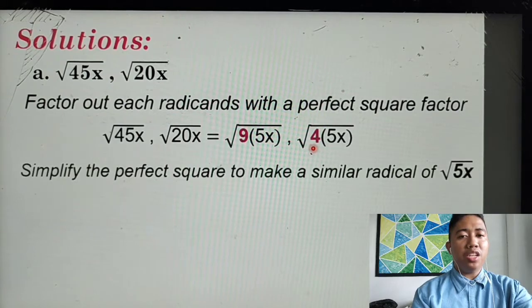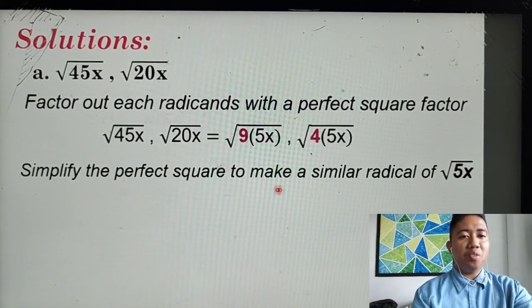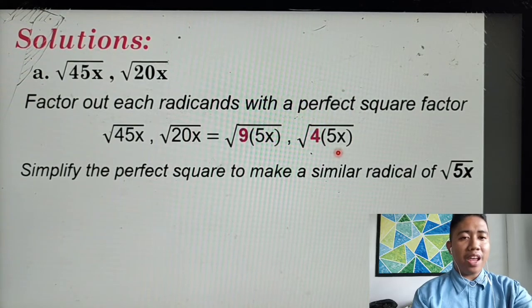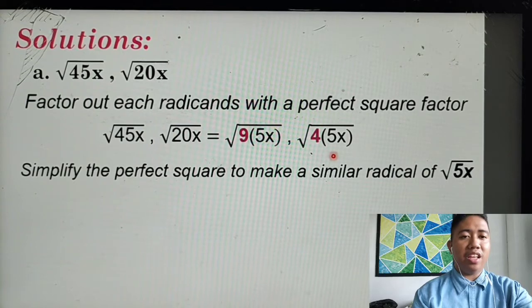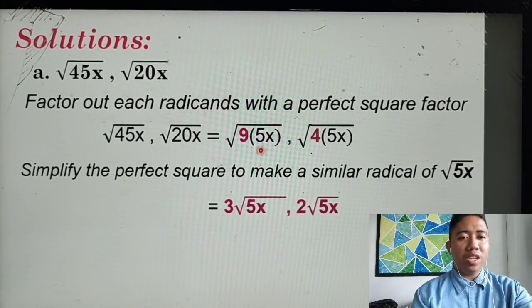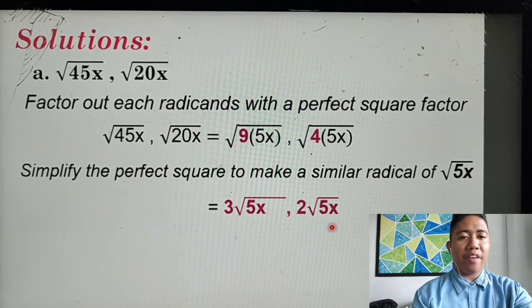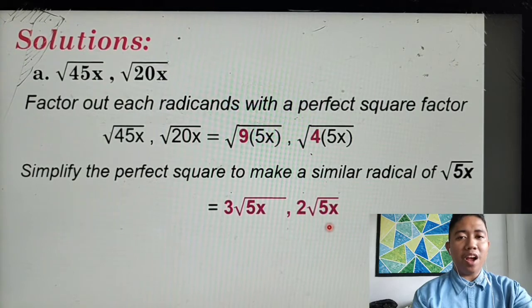The next step is to simplify the perfect squares to make similar radicals of the square root of 5x. We notice that in every pair of radicals, there is a common factor of 5x inside each radicand. By eliminating the perfect squares, the square root of 9 is 3, and the square root of 4 is 2. Therefore, this pair of radicals, 3 times the square root of 5x and 2 times the square root of 5x, are said to be similar.